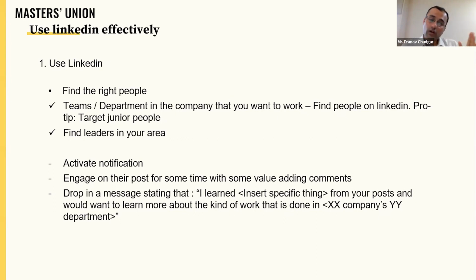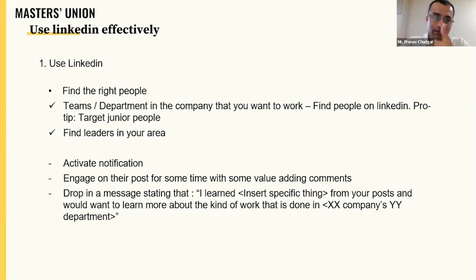Now, it could be that you are commenting on a person who works in the company, but in a different department. That's okay. You could be commenting on someone that works in the department or the function that you want to go in, but maybe not in the company that you want to go to. That's also okay. But build this ecosystem for the next 20, 25, 30 days where you are commenting on people's posts, so that you are targeting people or you are interacting with people at 3 levels.